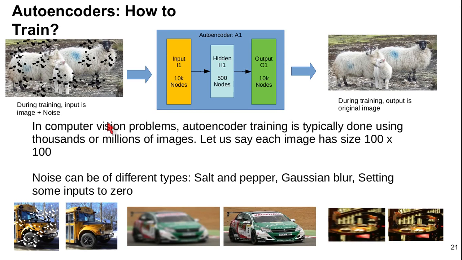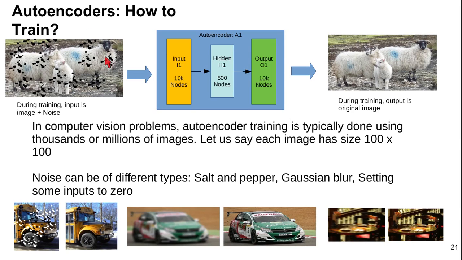For example, in an image processing problem, an autoencoder may be trained by taking several images, adding noise to these images, feeding these noisy images as input, and during training, the original image is expected at the output layer. Here, we are making an assumption that each image has a size of 100 by 100. Therefore, the number of input nodes for the autoencoder would be 10,000 nodes.